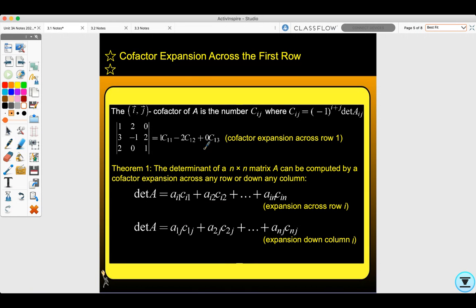So theorem 1: the determinant of an n by n matrix A can be computed by a cofactor expansion across any row or down any column. So for example, this would be the expansion across row i or the expansion down column j.